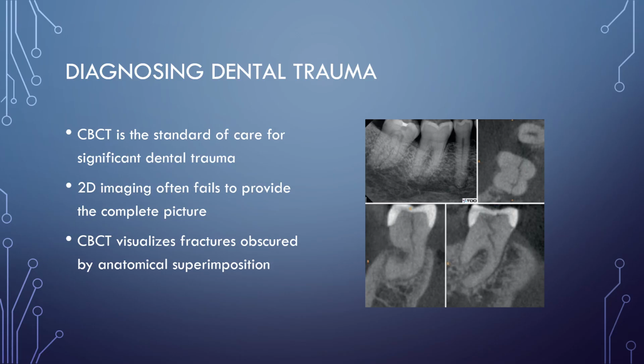When a trauma patient sits in your chair, a CBCT scan allows for the precise visualization of different types of fractures that are almost always obscured by anatomical superimposition on standard intraoral radiographs. Instead of guessing at the extent of the damage from a single flat angle, the 3D volume allows you to systematically evaluate the teeth, the root structures, and the surrounding bone to build a comprehensive diagnosis.